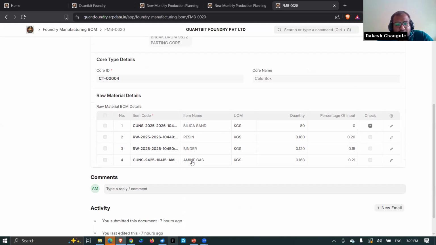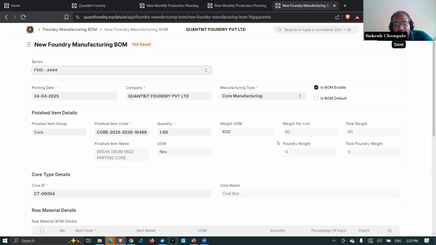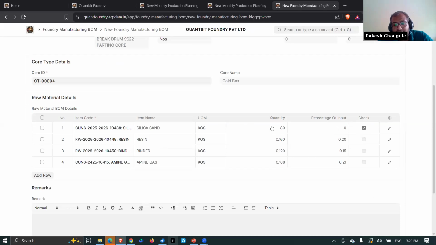Generally in core manufacturing, all allied raw materials like resin, binder, bentonite, all activities are added as a percentage of the silica sand or sand which we use in core production. So we have added a check mark here. Accordingly, the percentage calculation will be done by the system. I will show you here.